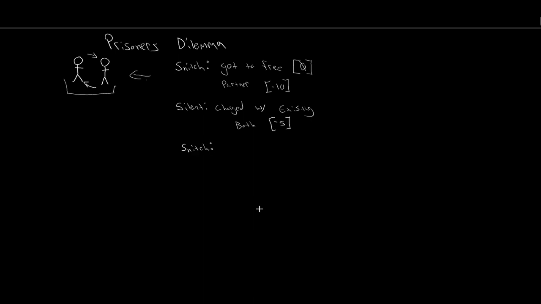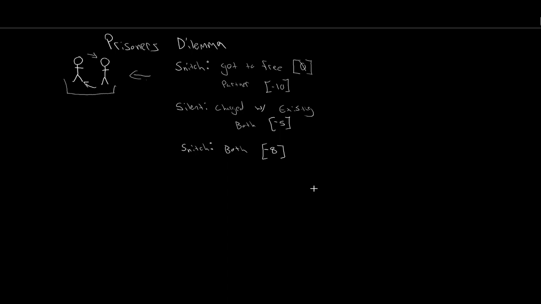Well, if they both snitch, because no one's getting really the hard sentence on this case here, they'll both get 8 years. So let's go like this. They're gonna both go away for 8 years. The question is, what should you do?